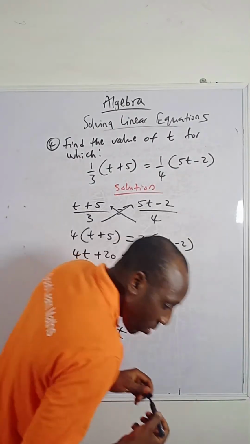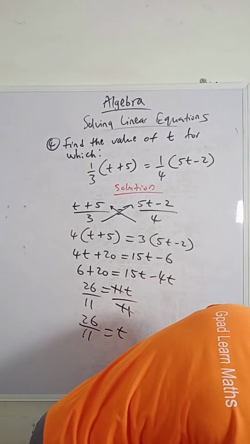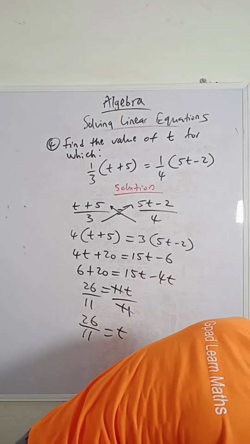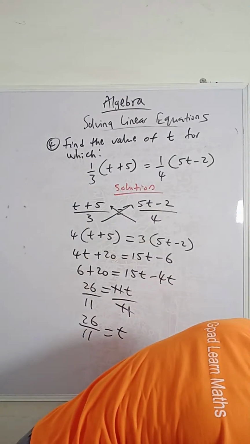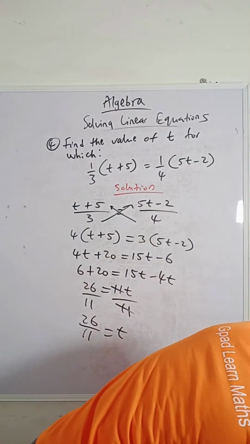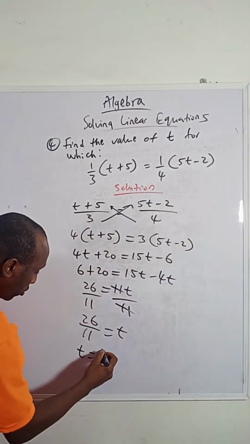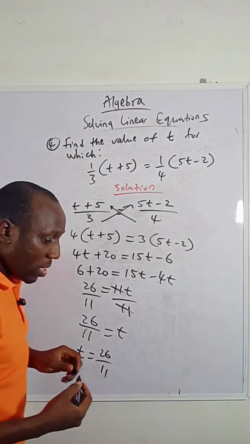I hope this was what they all got. What is it you guys got? Did you guys get this? Yeah, that's it. Okay, so t is equal to what? 26 over 11. And there we go.